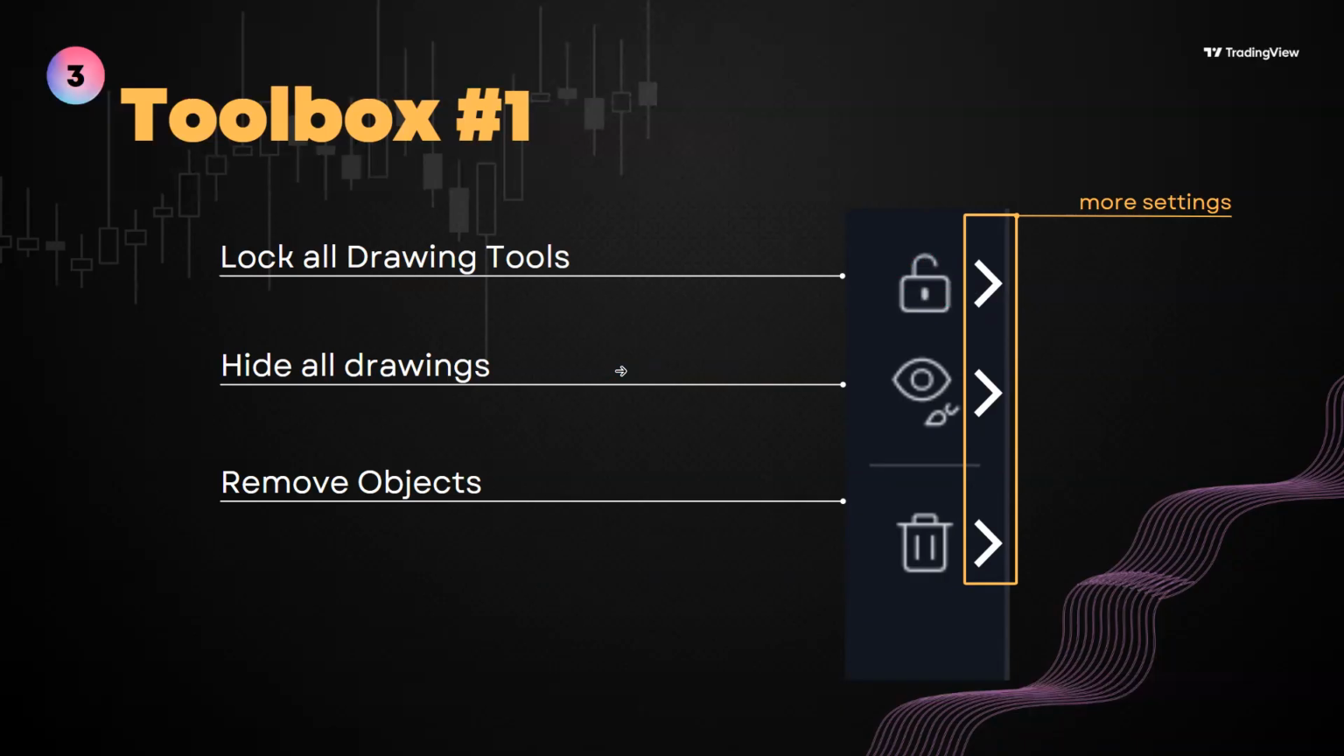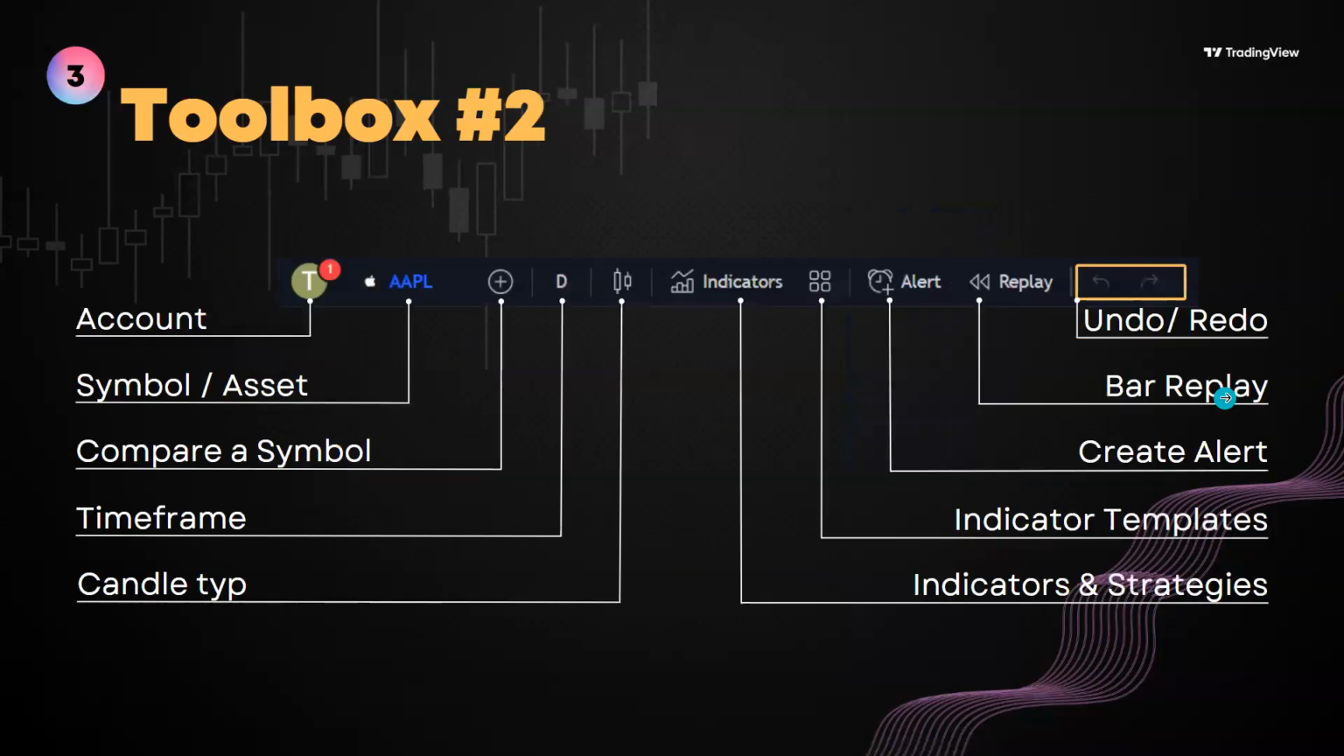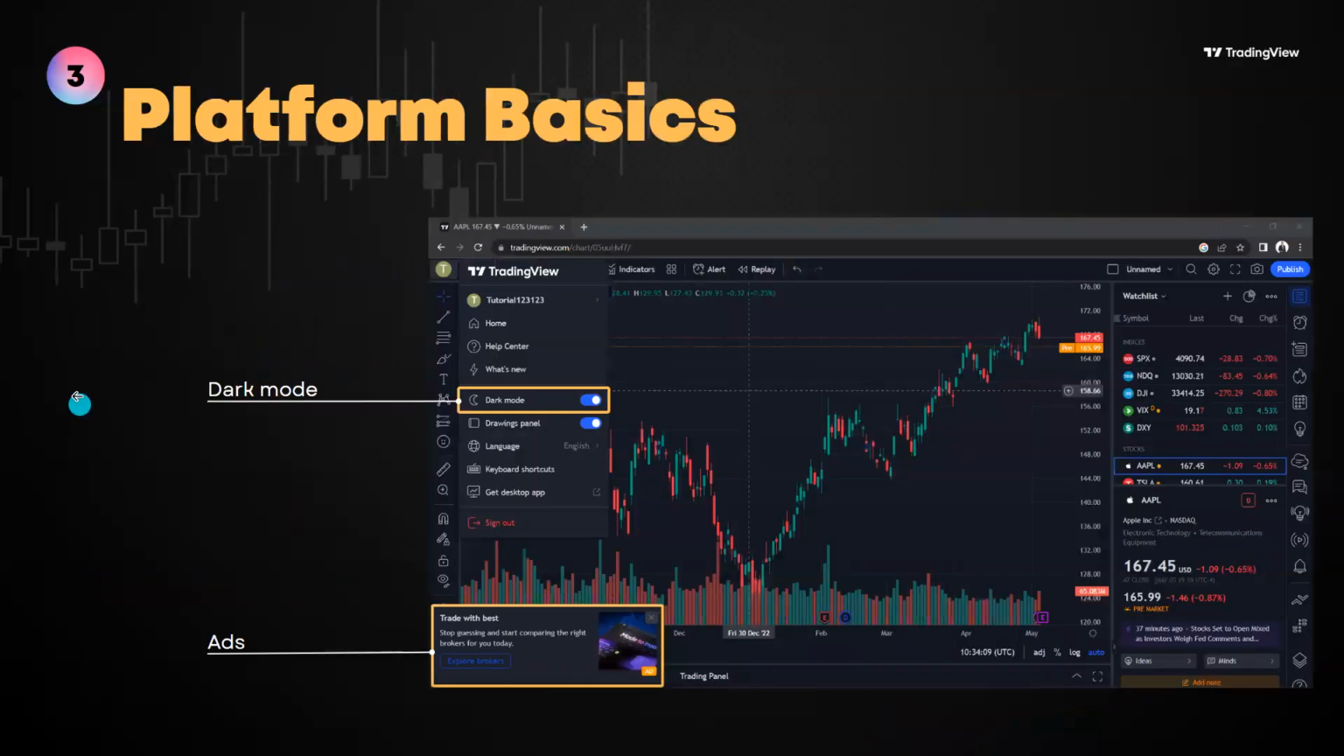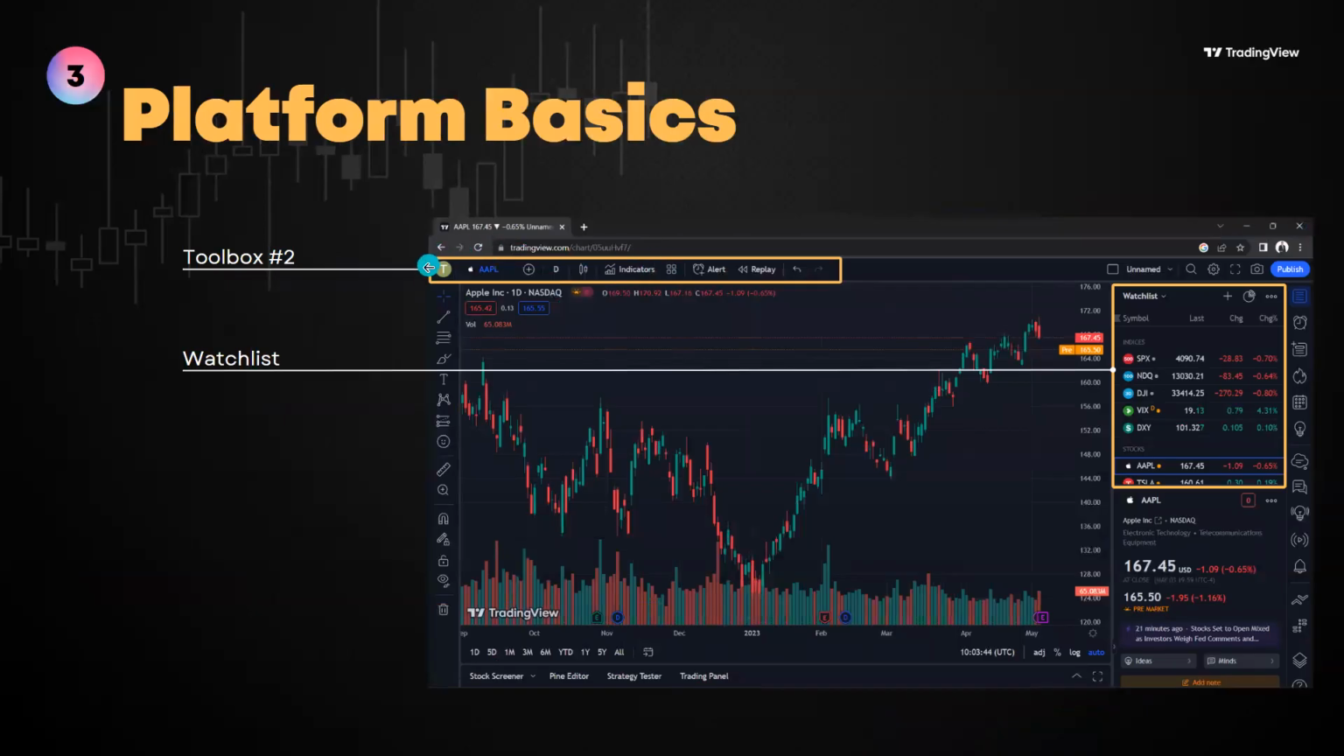If you have a lot of drawings inside, right? Too much for you. You don't see the candles behind, then you can click on this button here to hide all the drawings. And if you need a clear chart, you can remove objects, click here, and then everything is removed. This is the explanation for toolbox number one. Let's go to toolbox number two. I'll show you where you can find this one. This is toolbox number two above the chart.